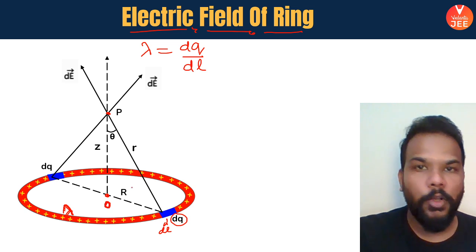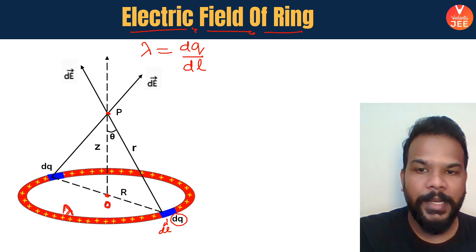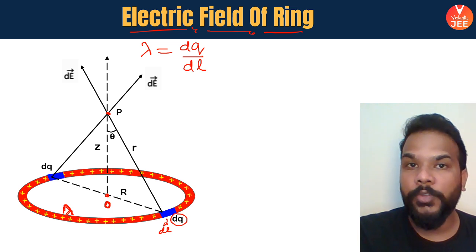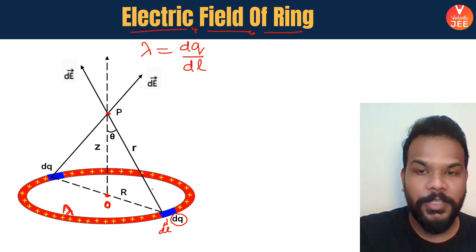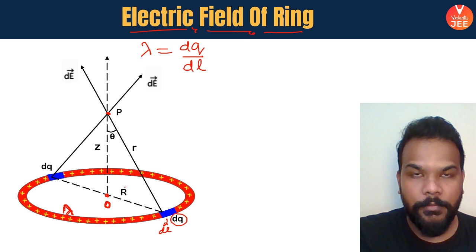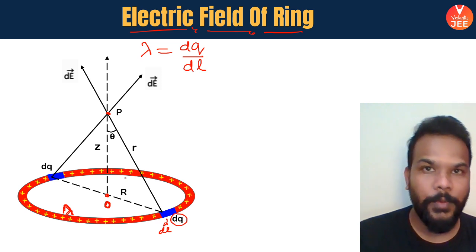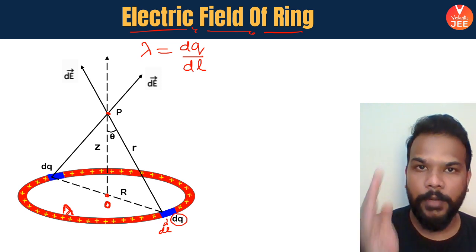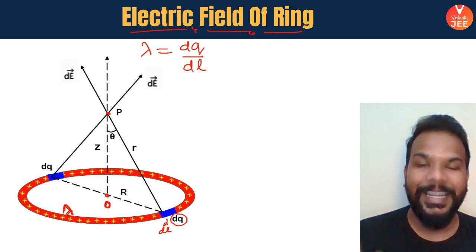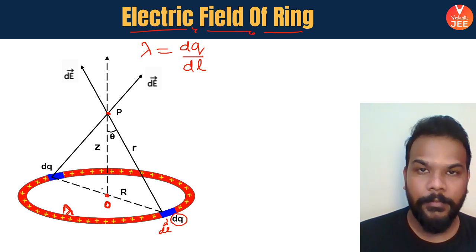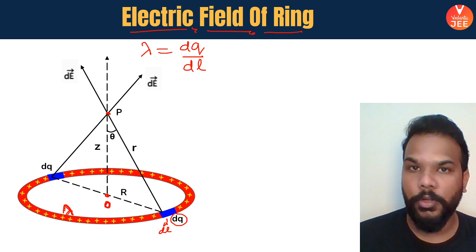You have to tell me in the comment section what will be the value of electric field at the center of the ring when the uniform distribution of charge is there. I hope you can get the question. For your homework, you have to tell me what will be the electric field at the center of the ring due to the uniform charge distribution on the ring.